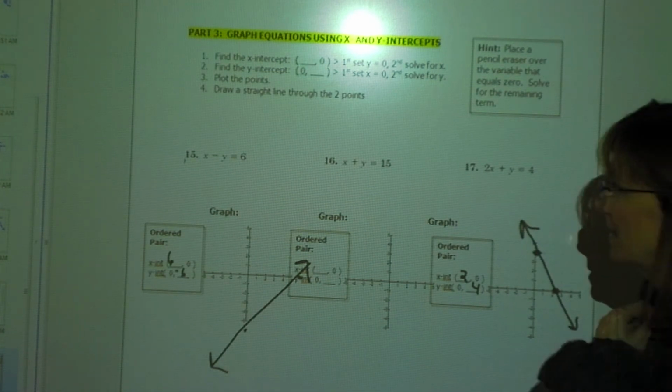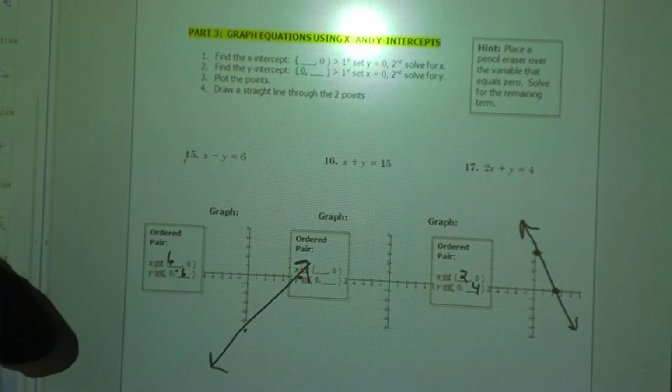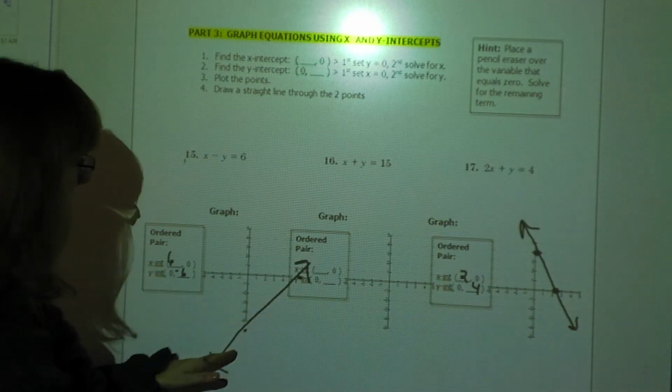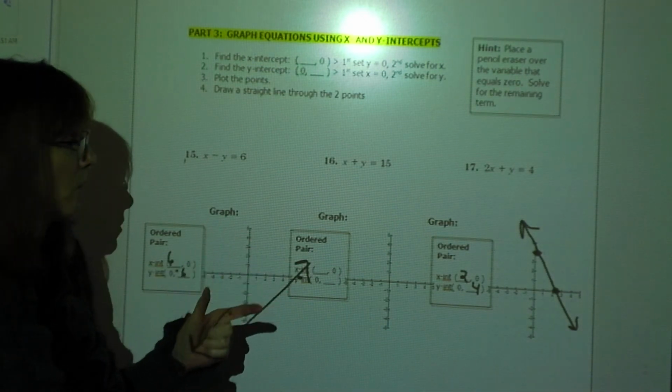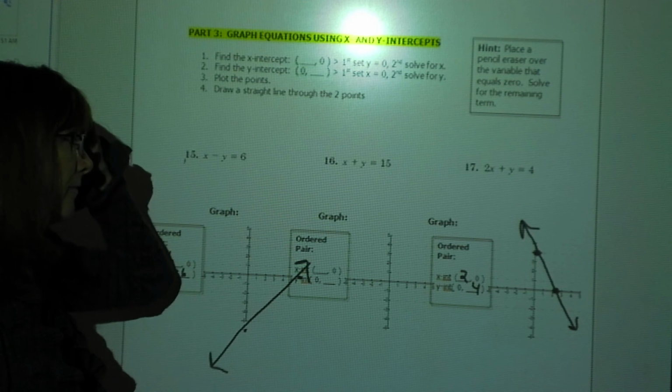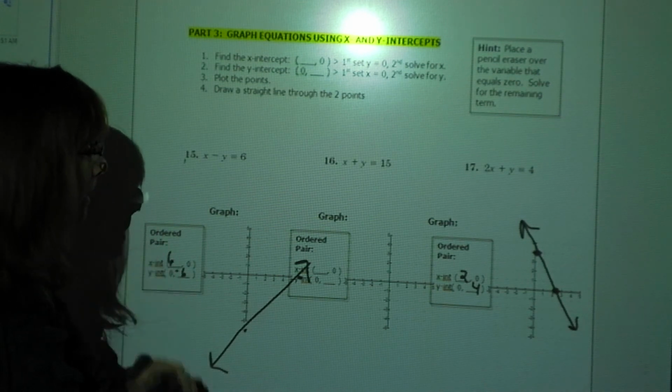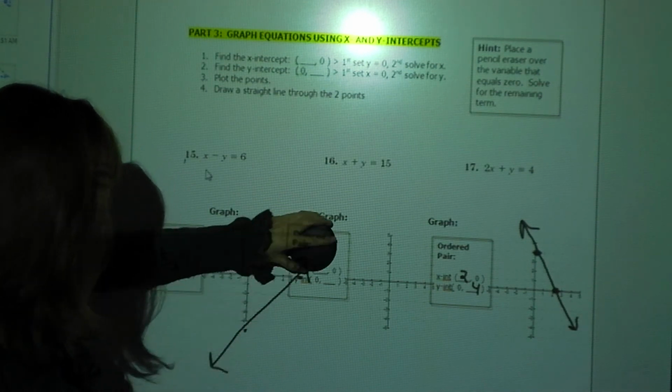So this is a pretty easy topic. You're just letting your x and y values be 0. You're going to find those 2 intercepts, the x and y intercept, and then you're going to graph your equation. Okay? Now, I'm going to go back and erase this one.